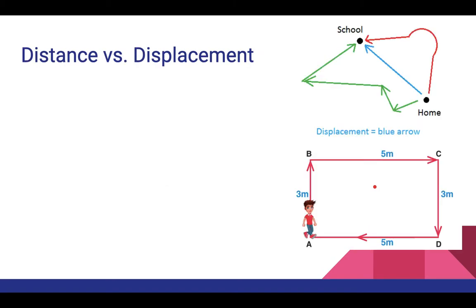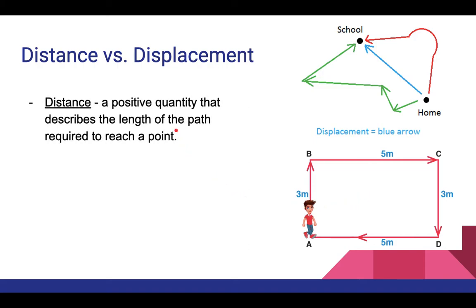So the next big thing we have to distinguish is between distance and displacement. Okay? Distance is a positive quantity that describes the length of the path required to reach a point. Usually we'd spend much more time with this if we were in AP Physics, because AP Physics spends a lot more time with physics than AP Calculus does, but here we're going to get the rundown version. So distance is a positive quantity that describes the length of a path required to reach a point.